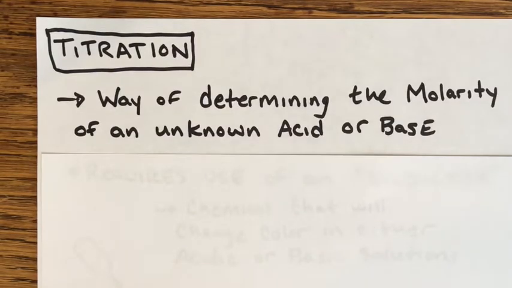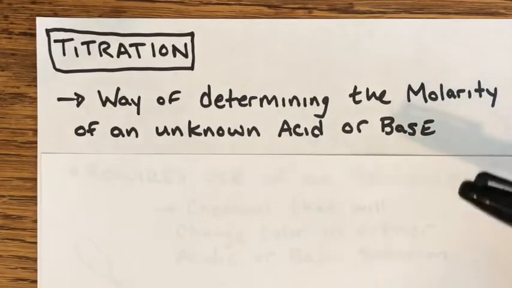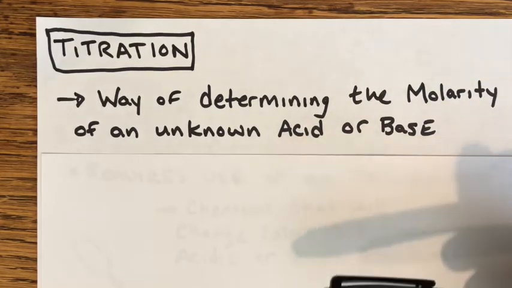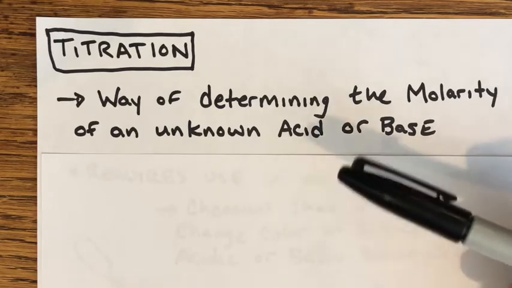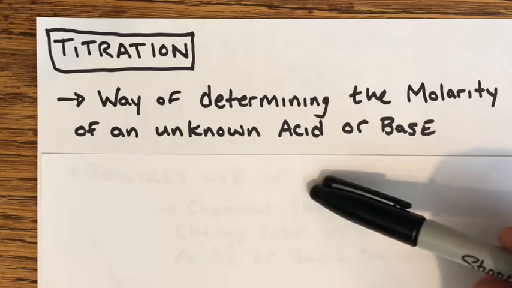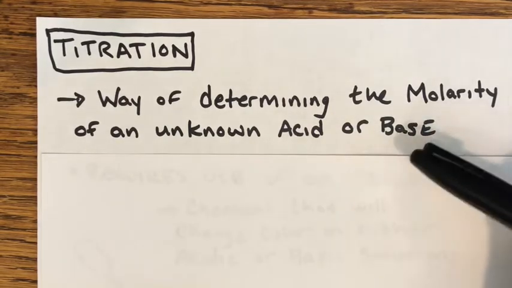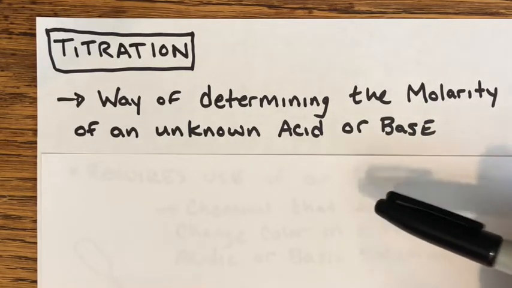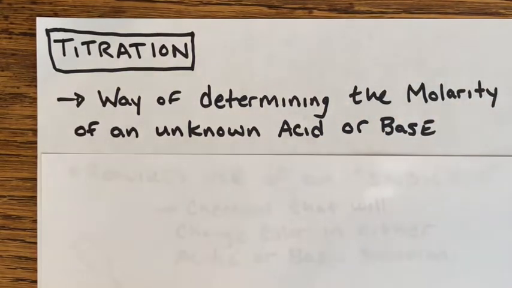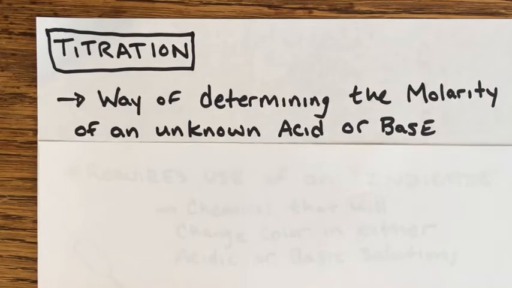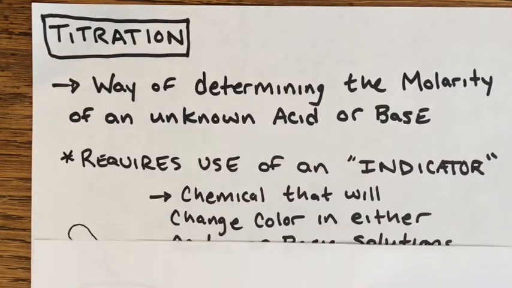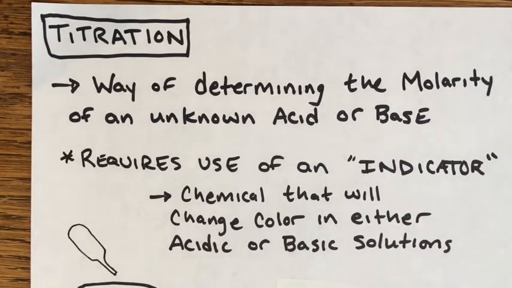So what a titration is, it's a way of determining the molarity or the concentration of some unknown acid or base. And typically when you're doing titrations with acids and bases, you know the kind of acid and you know the kind of base that are there, but it's possible that you wouldn't know the concentration of one or the other, okay? So we know the chemicals we're working with, but sometimes we don't know the concentration that those chemicals are in.